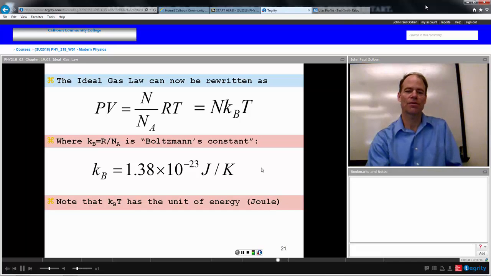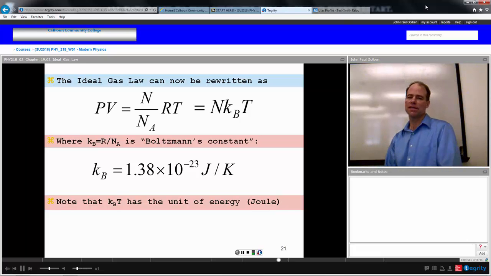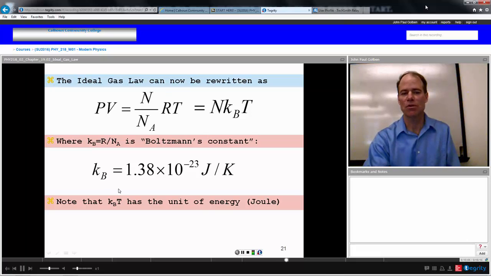We'll note that this K sub B times T will have units of energy, joules, because joules per Kelvin times Kelvin will give us joules. And this will be very useful when we start dealing with the energy of the gas in a later chapter, especially chapter 22. So this Boltzmann constant will be very important later on.